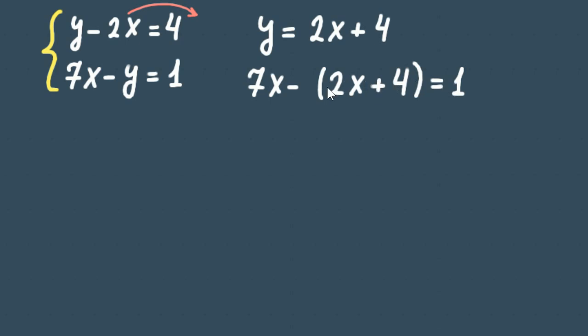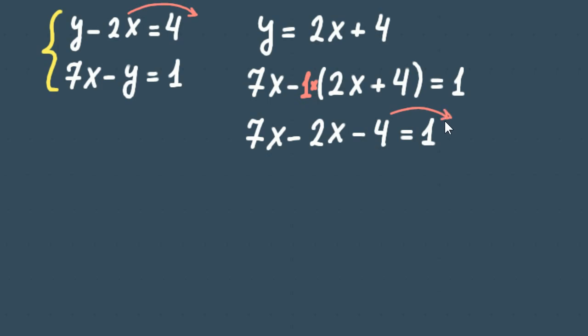We have a minus sign in front of the bracket, and there is no numeric coefficient. We consider it as 1. I multiply negative 1 by positive 2. And negative 1 by positive 4. I move negative 4 to the right side. At the same time, I change the sign in front of the 4 to the opposite, and I immediately subtract 2 from 7 on the left side of the equation.